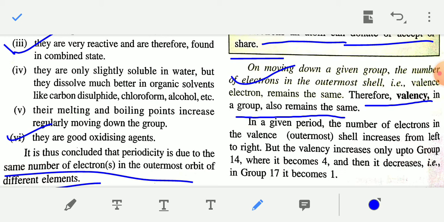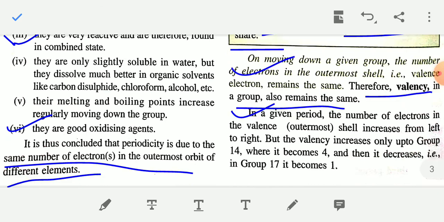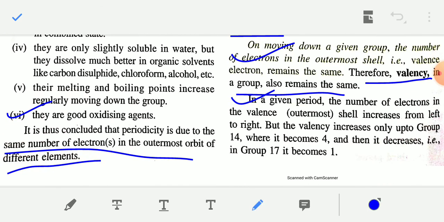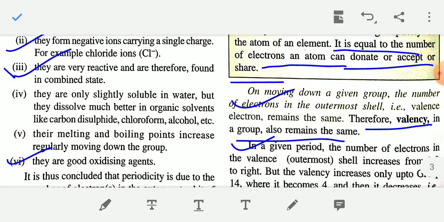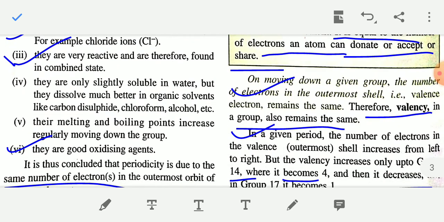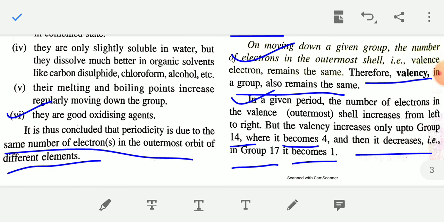But in a given period, the number of electrons in the valence shell increases from left to right, and valency increases up to group 14, where it becomes 4, and then it decreases again; in group 17 it becomes 1. So valency on moving down a particular group remains the same, but in a given period valency from left to right first increases and then decreases.